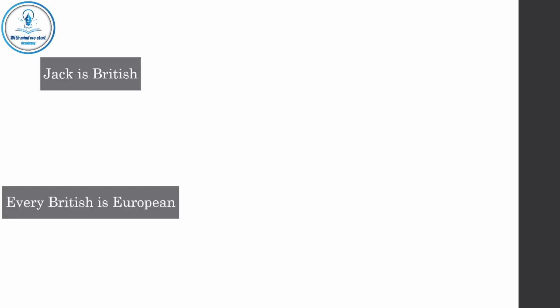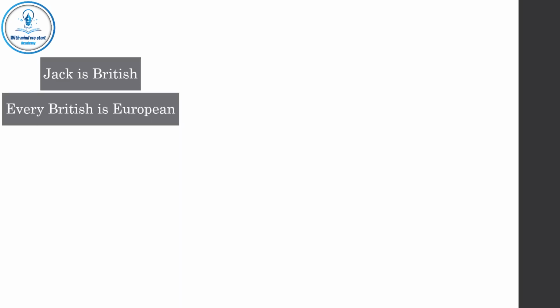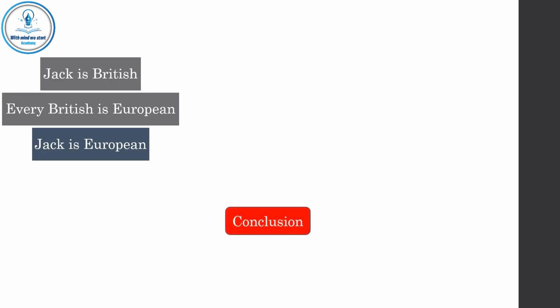Let's look at these three examples of the three forms of evidence. The first one: Jack is British. This is a proposition. Every British is European. This is another proposition. When propositions are used as parts of an evidence, they are called premises. So, if Jack is British and every British is European, the conclusion will be Jack is European. If Jack is really British and you are certain about this, and every British is really a European, and you are certain about this, the conclusion will be true and certain.